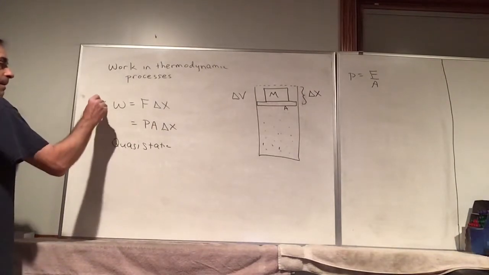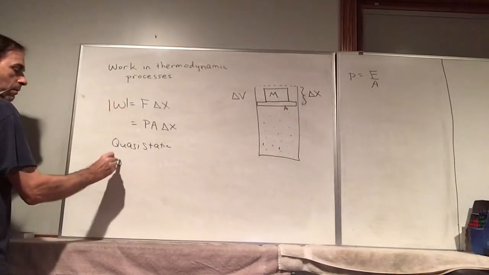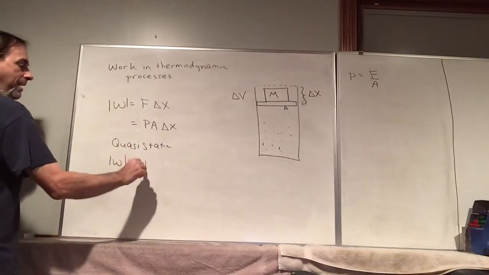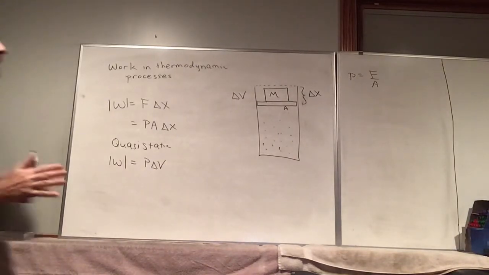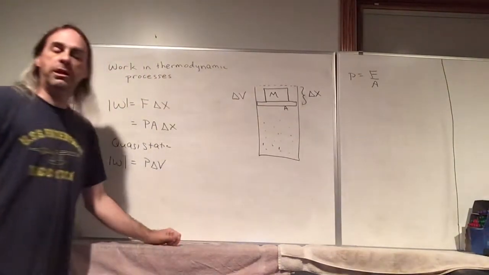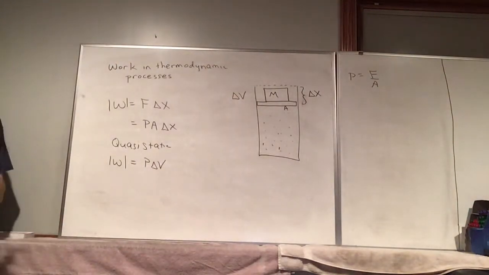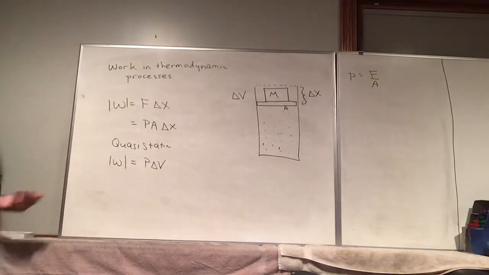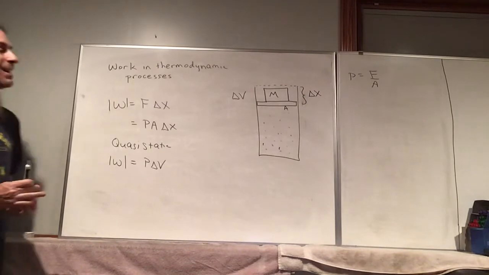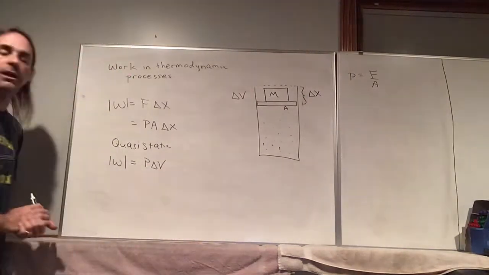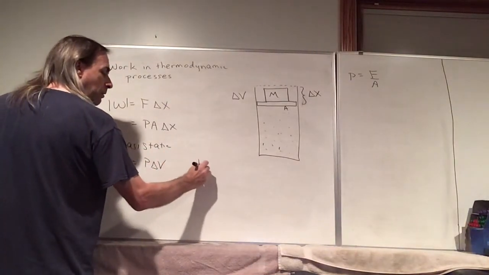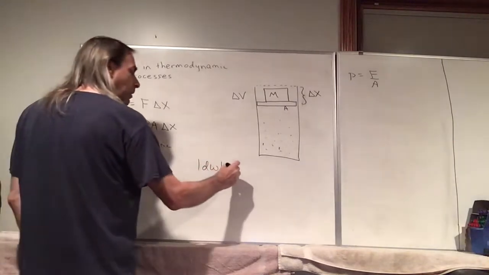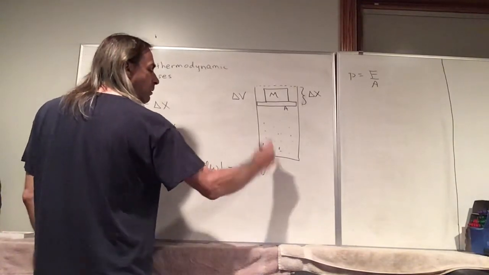So we can write the magnitude of the work as P delta V. Now that's for some finite process. We have a finite displacement delta X. But what if the pressure is not constant? We can't just plug in P delta V. If the pressure is not constant, we have to integrate. We have to consider a small change. So we can say that in magnitude, dW is equal to P dV.